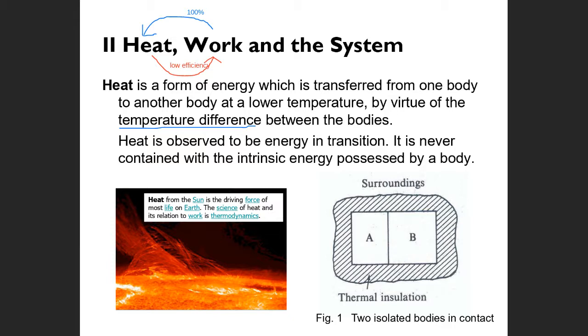So heat is observed to be energy in transition. It is never contained within the intrinsic energy possessed by our body. So this is thermal energy. For example, heat from the sun is the driving force of most life on Earth. Firstly, the solar energy will be converted by our plants into chemical energy.